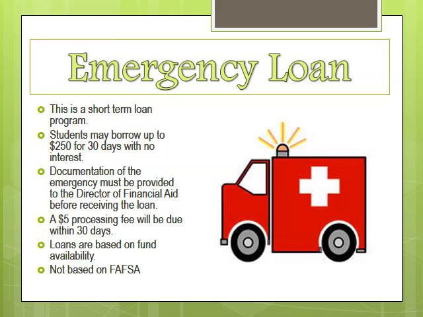The emergency loan is another type of loan. However, this is a short-term loan. Students may borrow up to $250 for a maximum of 30 days with no interest. Documentation of the emergency must be provided to the Assistant Director of Financial Aid before receiving the loan. A $5 processing fee will be due within 30 days. Loans are based on the availability of funds, and you do not apply for the FAFSA.